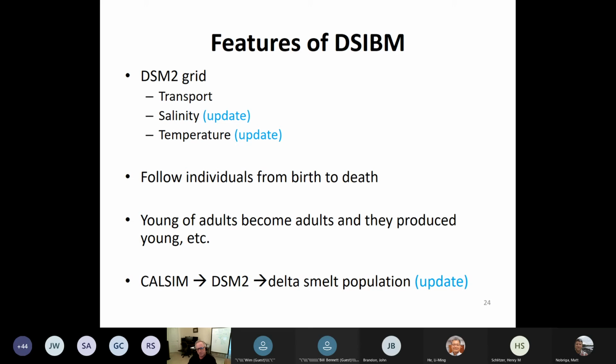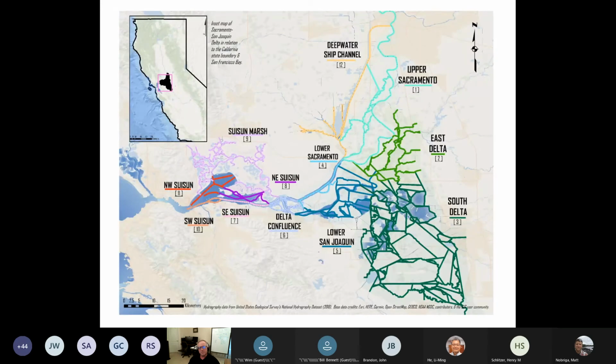So we follow individuals from birth to death. The young become adults, they produce young, they become adults. So we're not forcing any kind of recruitment or spawning. It's a self-regenerating model. And one of the things that Derek was able to do was take calcium output, put it into DSM2, and then we can run the Delta Smelt model. So you can run calcium scenarios and see how Delta Smelt perhaps would respond. This is the grid. We added a box, things like that.